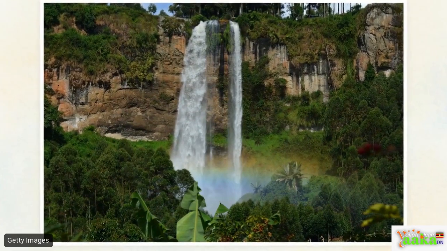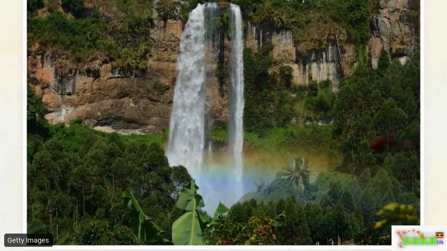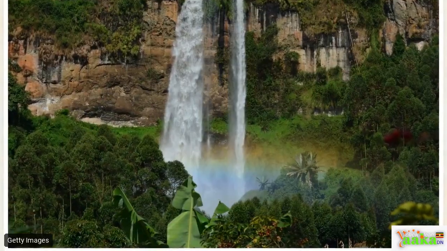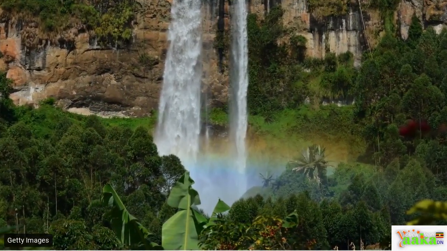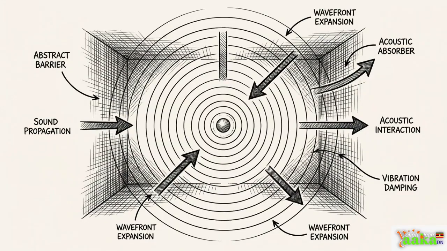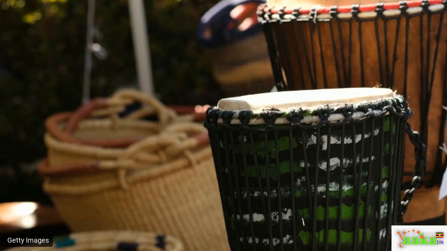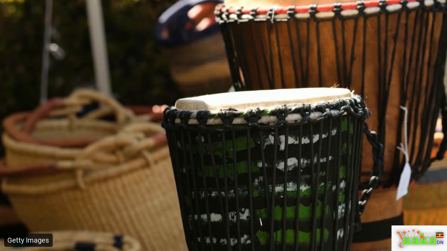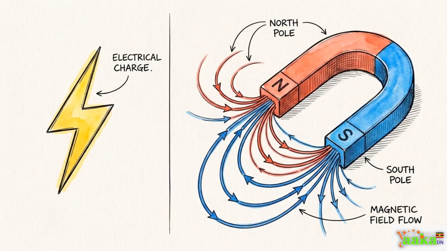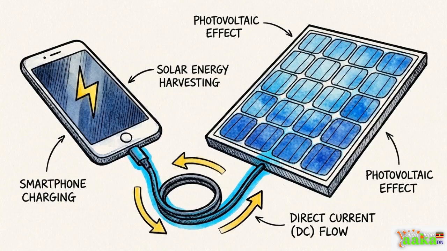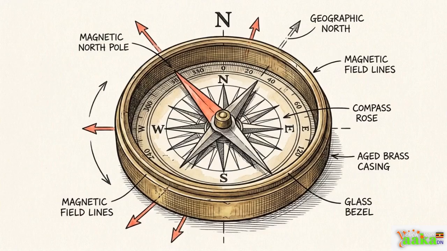When you see a rainbow forming by a waterfall like Sippy Falls, you are seeing optics in action as sunlight splits into different colors. Then we have sound, which explores how physical vibrations travel in waves through the air. You experience this every time you hear the beat of a traditional drum. The final branch is electricity and magnetism. This covers everything from the flow of charges that allows a solar panel to charge your mobile phone to the magnetic fields we use to navigate with a compass.